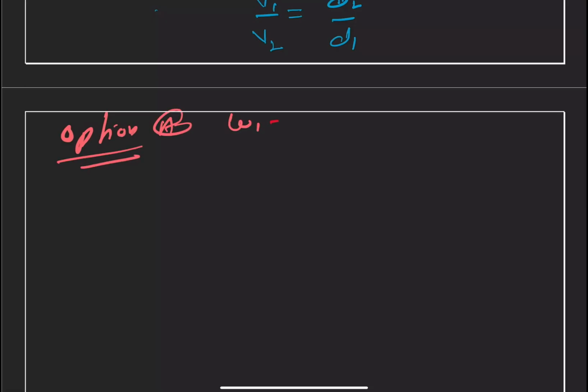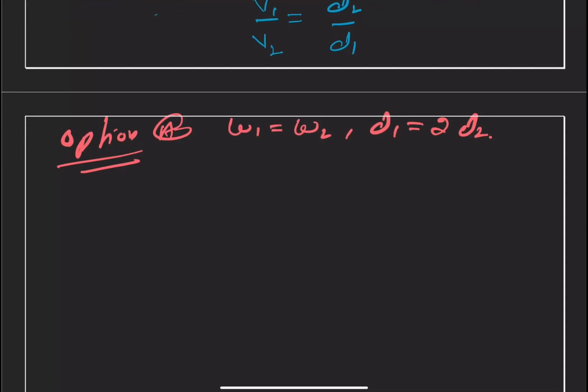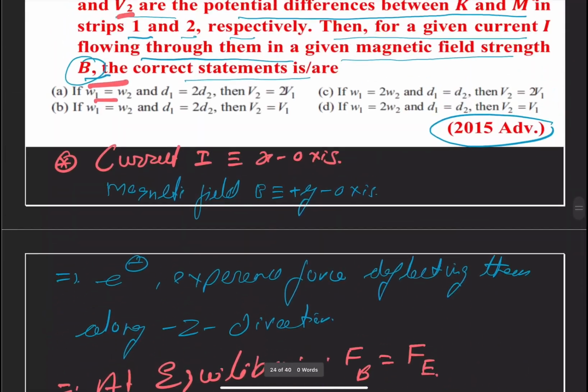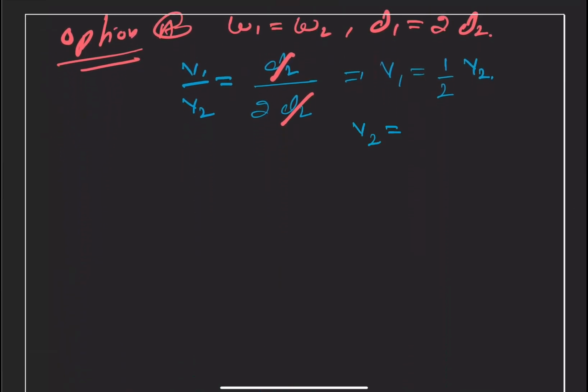Option A is our W1 is equal to W2, and we have our D1 is equal to twice of D2. The equation doesn't contain any W, so we can say straightforward that V1 upon V2 is D2 upon D1, and D1 is twice of D2. So if we substitute it, D2 and D2 goes away. So this gives us that our V1 is equal to 1 by 2 times V2. And option A says that V2 is equal to twice of V1. So we can say from here V2 is equal to twice of V1. So option A is the correct one.